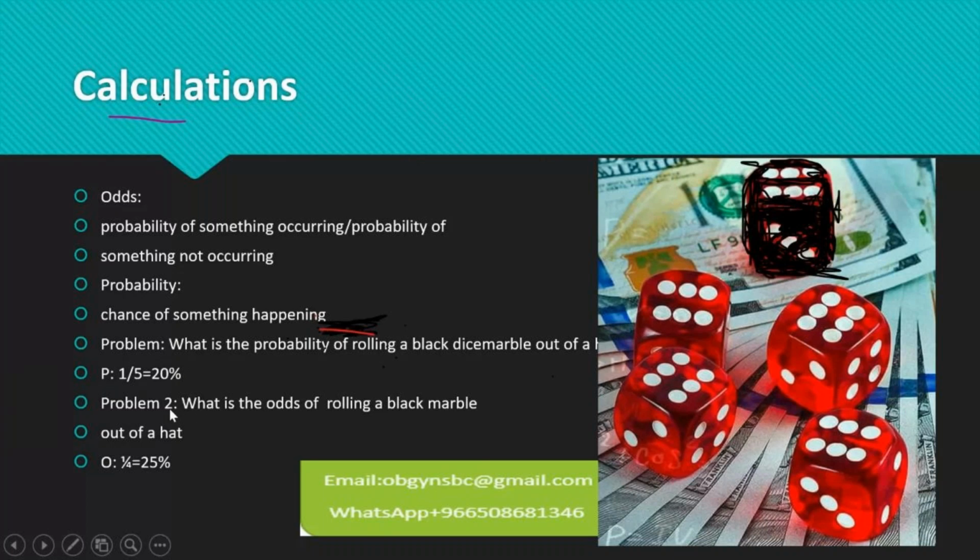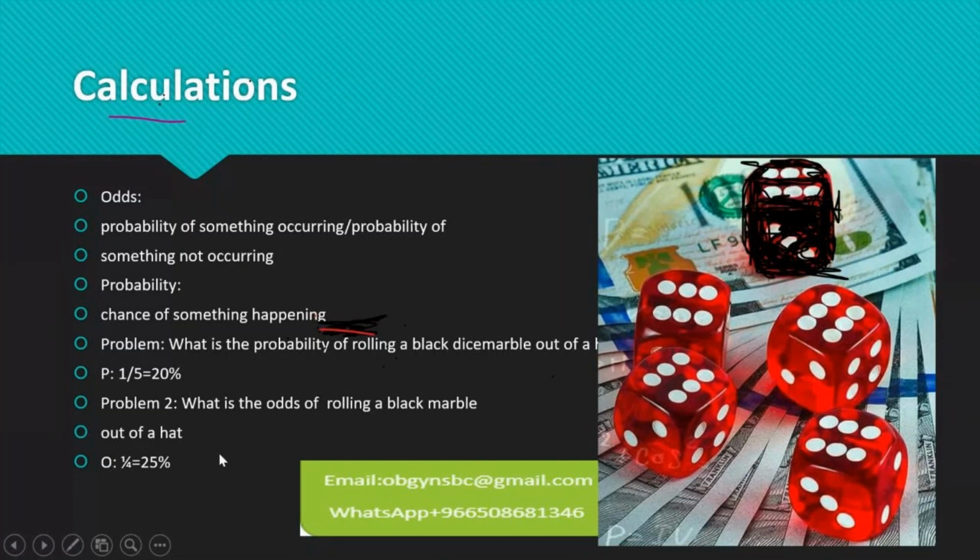So now we look at this. What are the odds of rolling a black die out of a hat? So the odds will be 1 in 4. It will become 25% because we said probability of having an exposure divided by the probability of not having this event. So it will become 1 because we are talking about the probability of having a black die. So 1 divided by 4, we are going to get 25% or 1 by 4. That will be the odds.